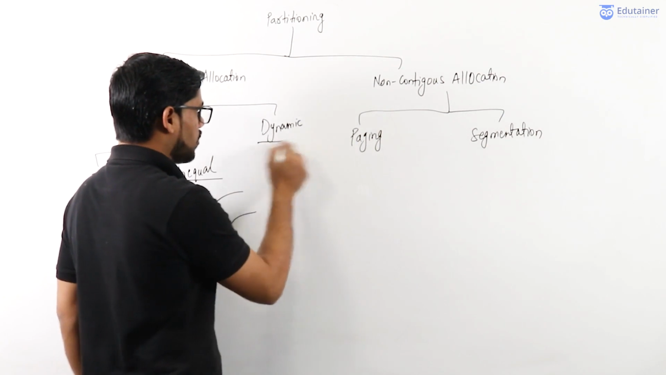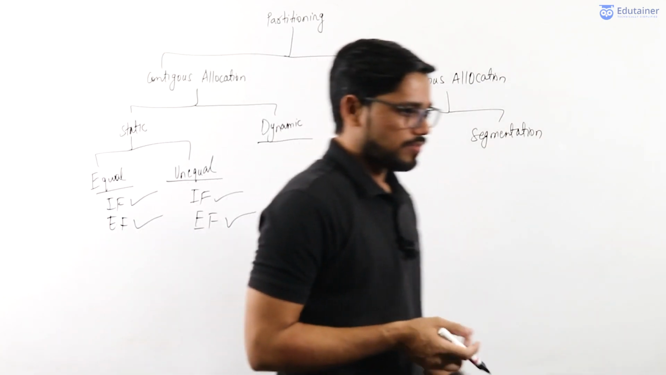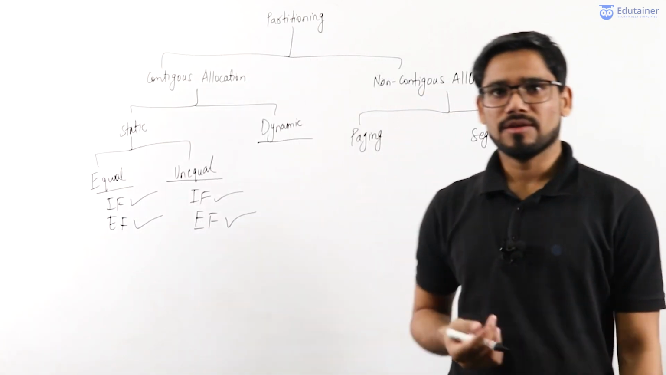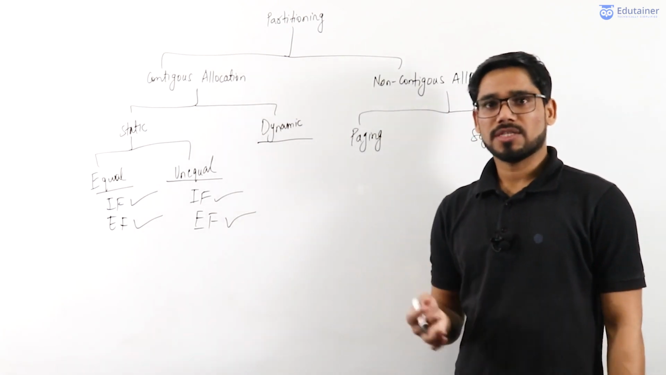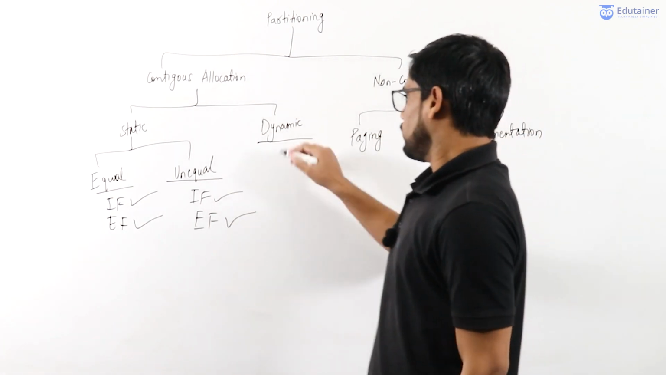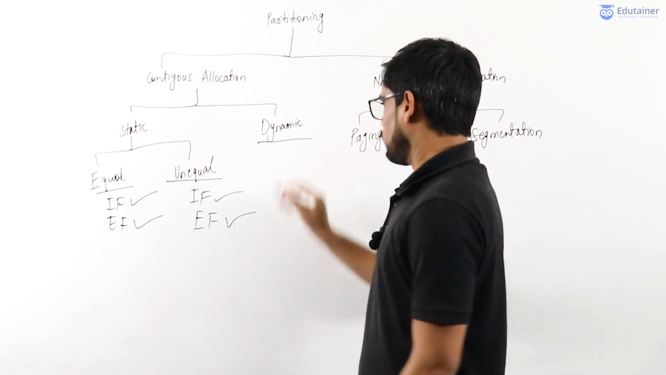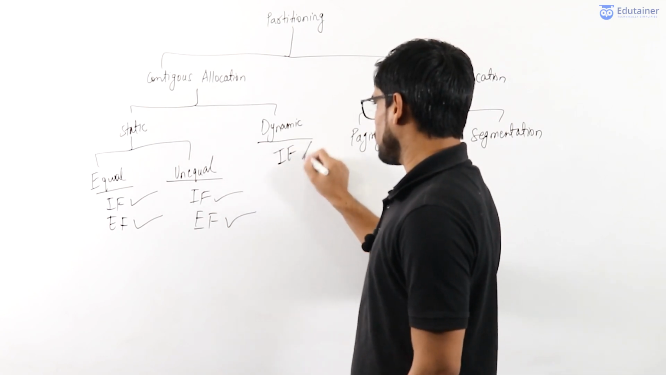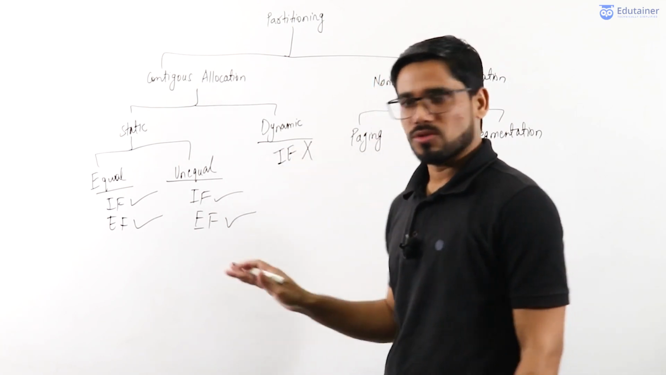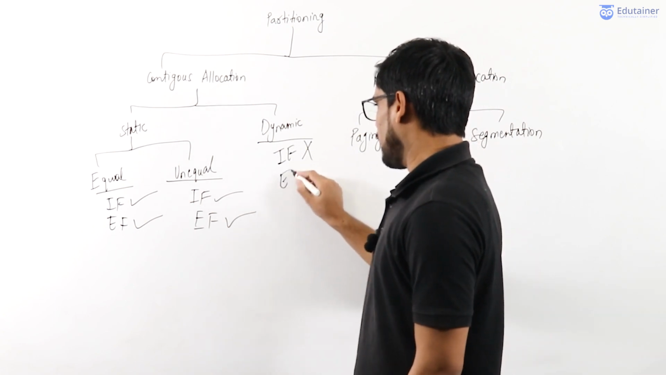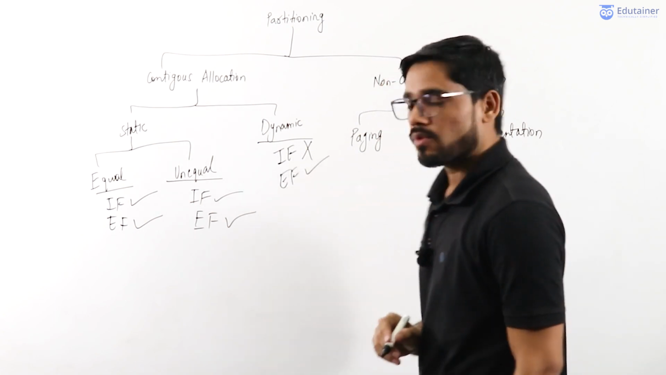Now coming to the dynamic partition. Dynamic partition means the memory is partitioned based on the process size, and due to the process size partition we resolve the internal fragmentation problem. So internal fragmentation problem is not present here, but still external fragmentation is present here.